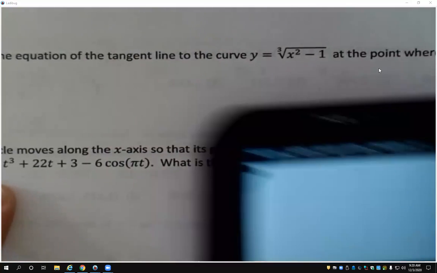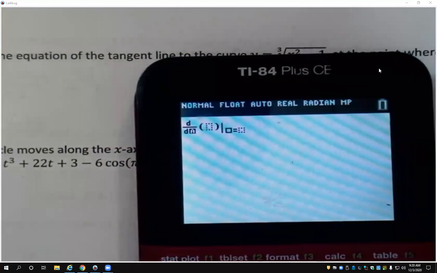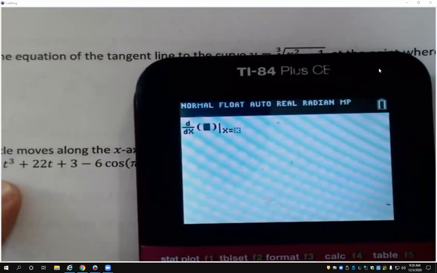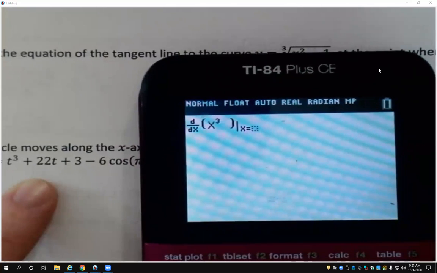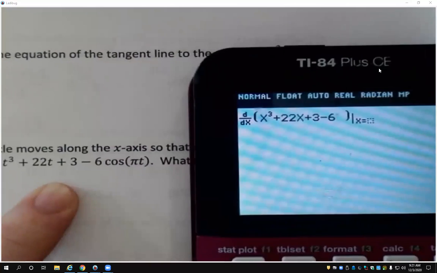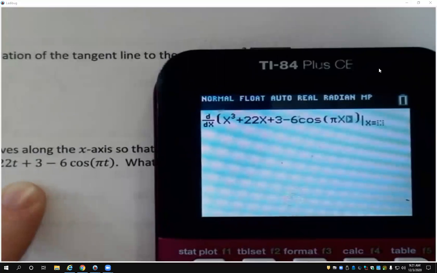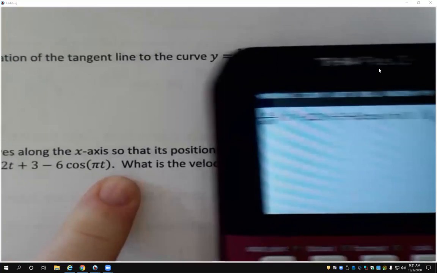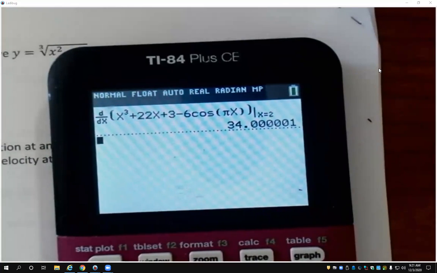So I could do this on my home screen right here by going math option 8. I'll do this one this way this time because we haven't done this in a while. Okay, and x goes here. My function is going to go in here. So it's x cubed plus 22x plus 3 minus 6 cosine pi x. So typed in just like that. Close your parenthesis on that cosine pi x. And then it's asking me for the velocity at 2. So I'm just going to put in a 2 right over here. So the derivative of that function at 2. And we get 34.